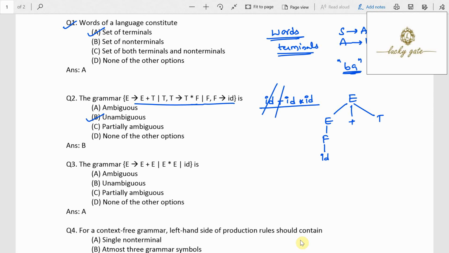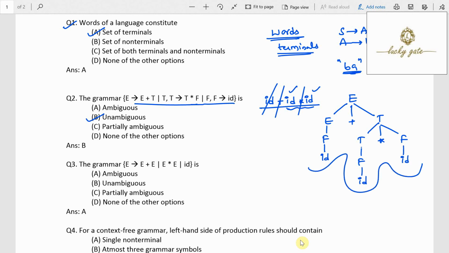Now with T, I have to get ID star ID, meaning this T is to be replaced with T star F. So this star is derived. This T and F now have to be represented with ID, meaning T should go to F, and F should go to ID. Here also F should go to ID, giving ID plus ID star ID. So for this input, how many parse trees are generated? Only one parse tree. So we call the grammar unambiguous. So the answer for question number 2 is option B.